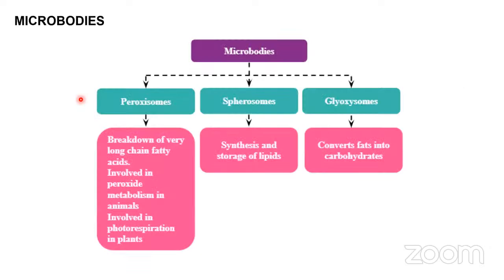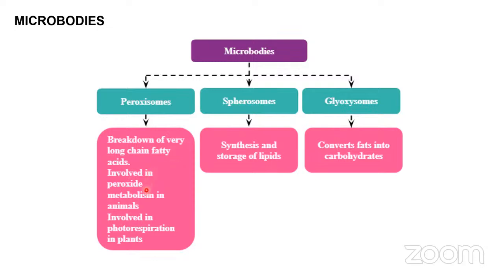The next and the last organelles present inside the cell are the microbodies. These microbodies are very minute membrane-bound structures that may contain the enzymes for the metabolic activities. These microbodies can be of various types like peroxisomes, spherosomes, glyoxysomes. Peroxisomes help in the breakdown of long chain fatty acids.